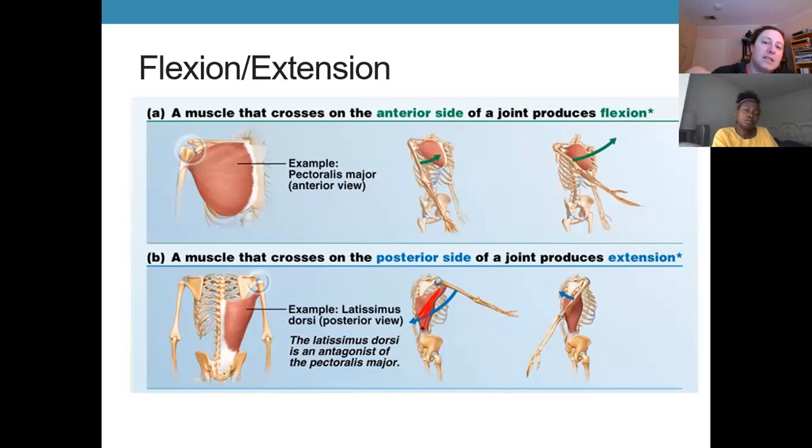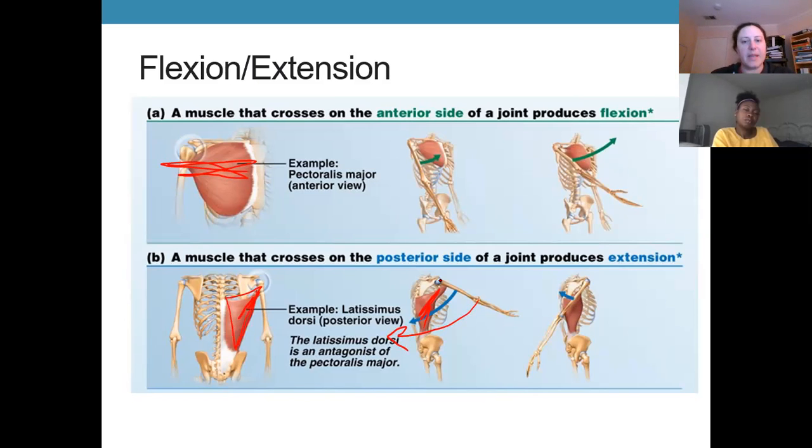So here, these examples are with the shoulder. We have this anteriorly located pectoralis major, which crosses the anterior aspect of the shoulder joint. When it pulls, it flexes your arm at the shoulder. And then we've got this guy. This is a latissimus dorsi. He's on your back, so it's the posterior aspect of your shoulder joint. And so when that contracts, it's going to extend the arm at the shoulder.